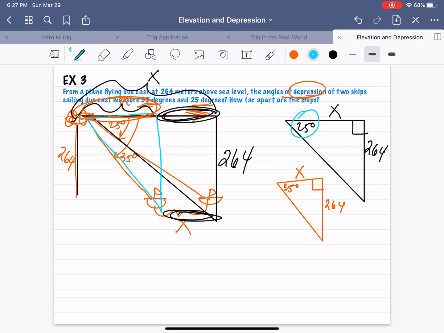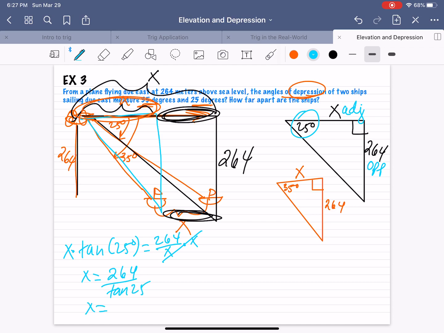If I'm using this angle, this right here is the opposite and this is the adjacent. So I'm going to be using tangent. So the tangent of 25 degrees is equal to opposite over the adjacent, which is x. Multiply both sides by x. And then you would divide both sides by tangent of 25.